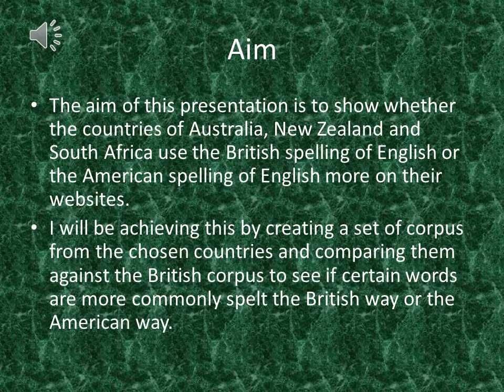The aim of this presentation is to show whether the countries of Australia, New Zealand and South Africa use the British spelling of English or the American spelling of English more on their websites. I will be achieving this by creating a set of corpora from the chosen countries and comparing them against the British corpus to see if certain words are more commonly spelt the British way, or comparing them against the American corpus to see if they are more commonly spelt the American way.